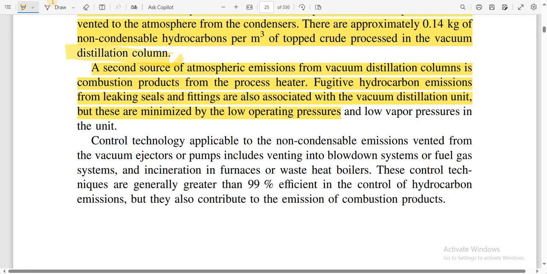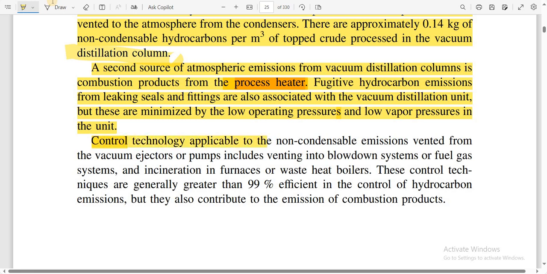Top crude oil vacuum: the non-condensable hydrocarbons will be vented out from the top, and the second one is the combustion product from the process heater. So the process heater is another source from which it can leak to the atmosphere, and because of the low pressure of the unit, it won't be leaking through all the valves and pipes.